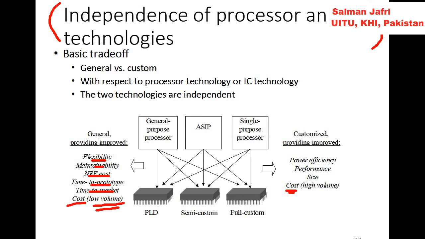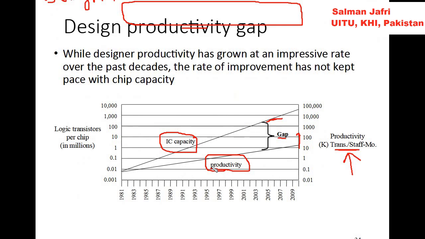So these two layers are independent of one another. Now we look at the design productivity gap. Basically it shows us two things: the IC capacity and the productivity of the designer.